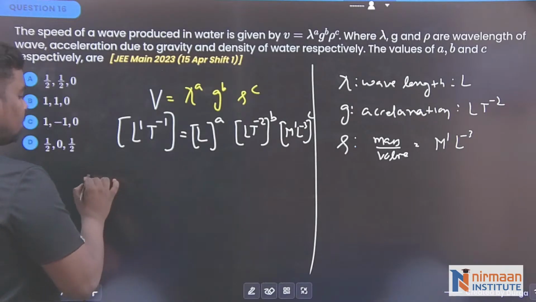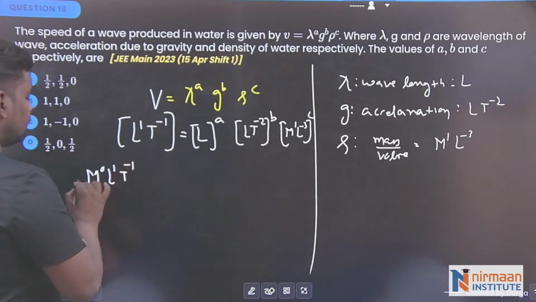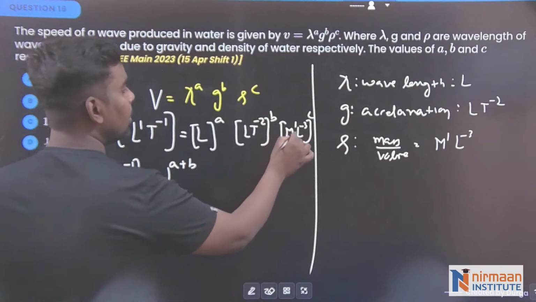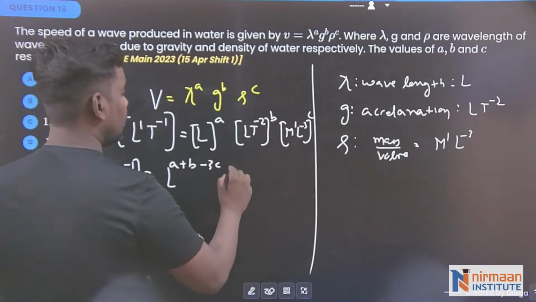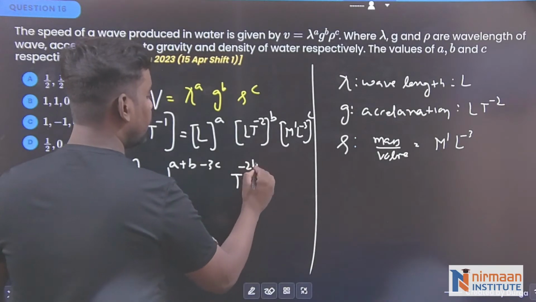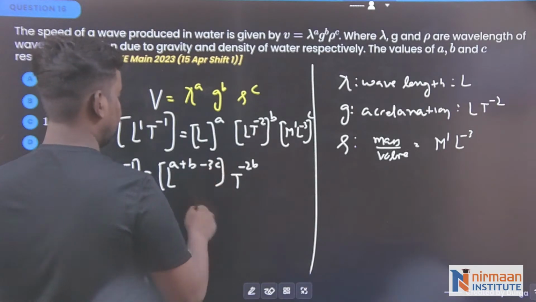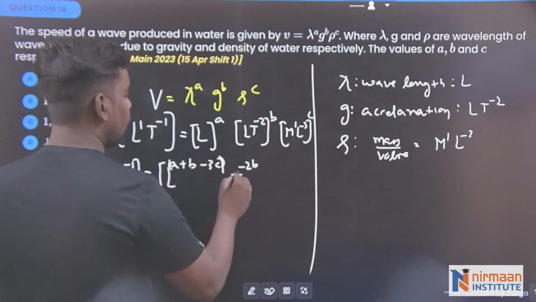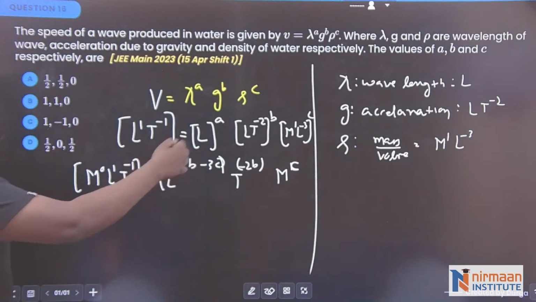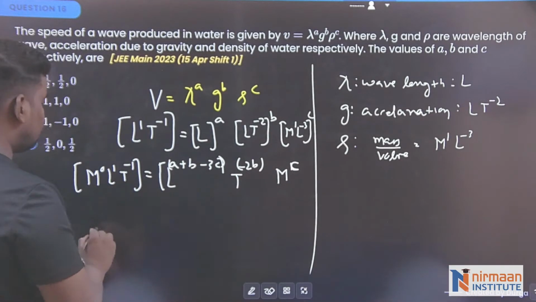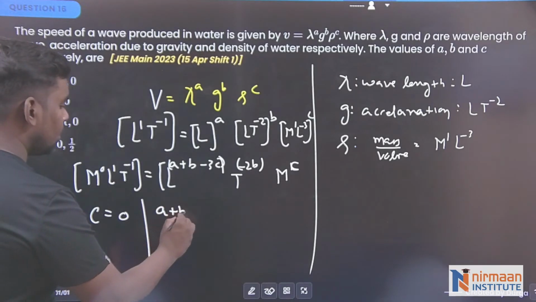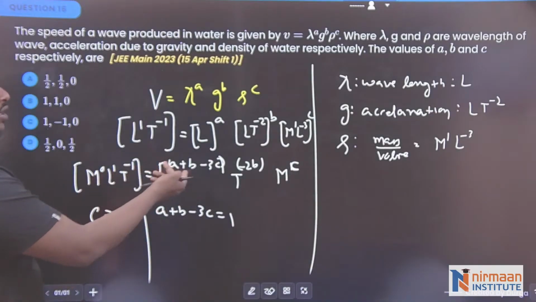So solve it now. I can write M0 L1 T minus 1 like this. The power of L is a plus b minus 3c, the power of T is minus 2b, and the power of M is c. Now compare the power of each term. If I compare the M power, c is 0. The L power is 1, so a plus b minus 3c is 1.